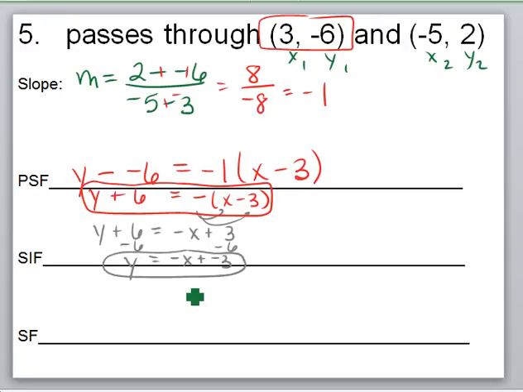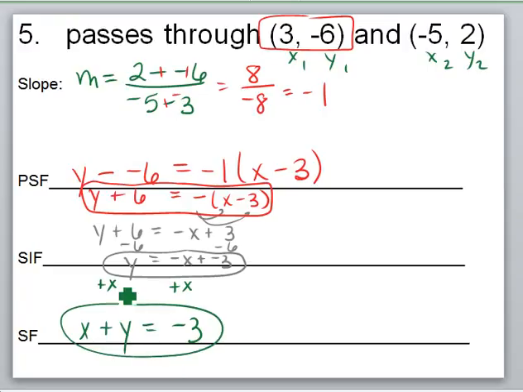One more form, standard form. Standard form, I need to move this x to the other side, so I'll do that by adding x to both sides. That gives me just x plus y equals negative 3. This is a fine form to leave it in because there's no fractions on the x, there's no fractions at all. The x term is positive.